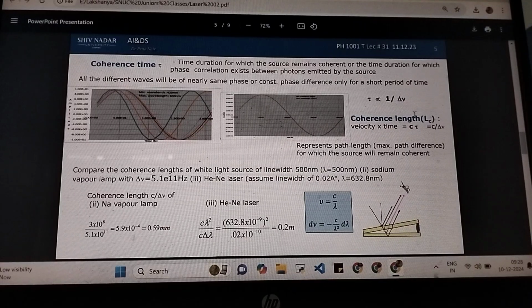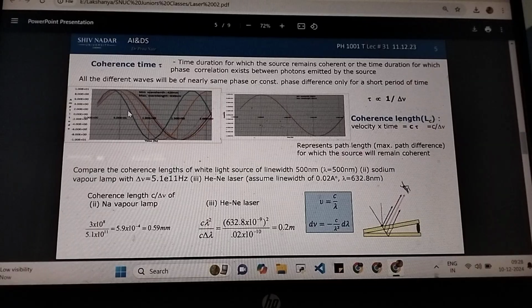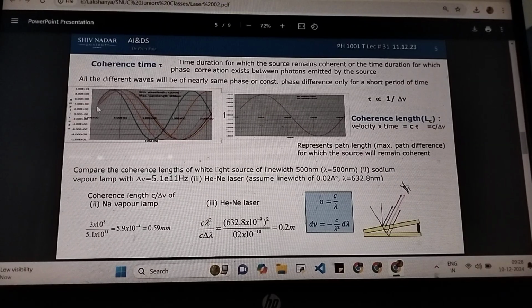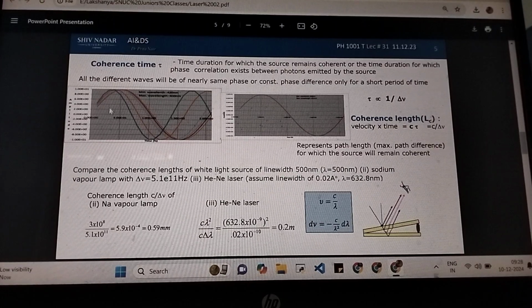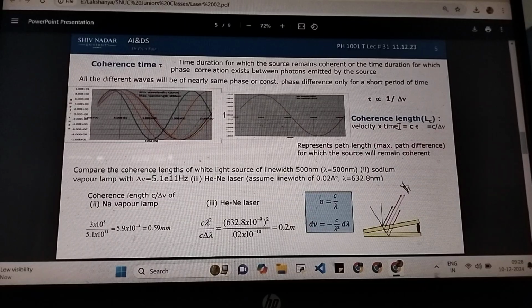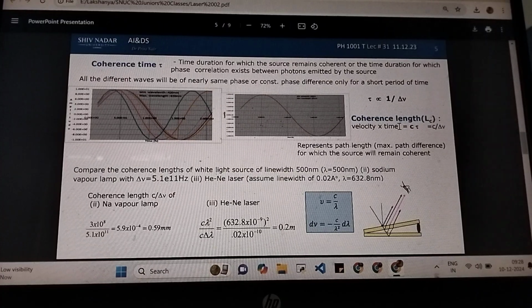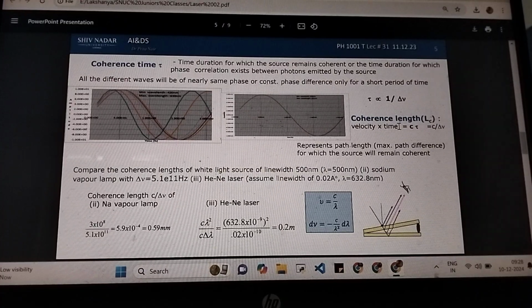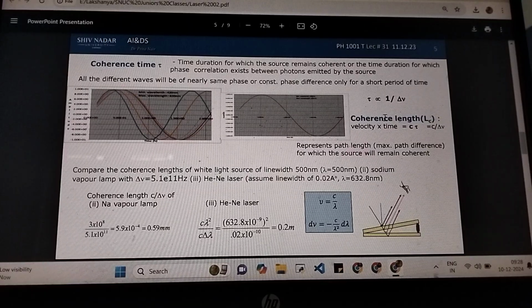And coherence length is the distance travelled by the wave during its coherence time. Meaning, let's say my wave or my source remains coherent for 5 nanoseconds. What is the distance it covers in those 5 nanoseconds? Because the wave is travelling, right? It is travelling in space. This is a light wave. It is travelling from the source to some wall or whatever I am shining it on. So within the time duration for which it is coherent, what is the distance it covers? That is the coherence length.